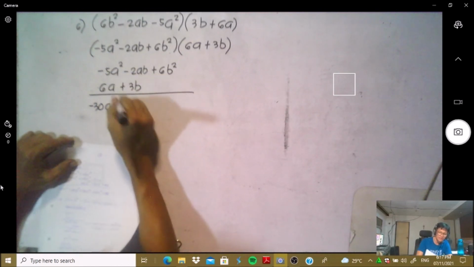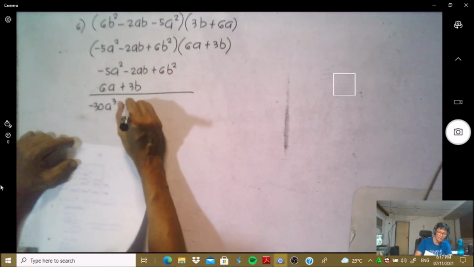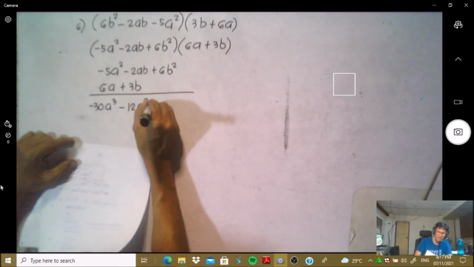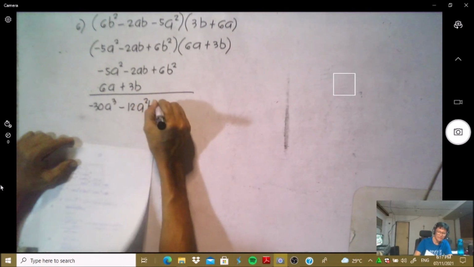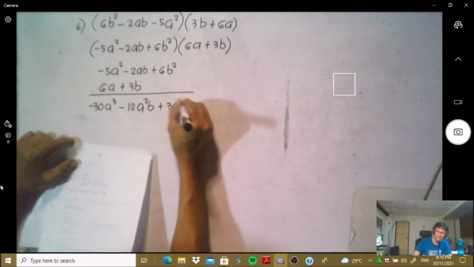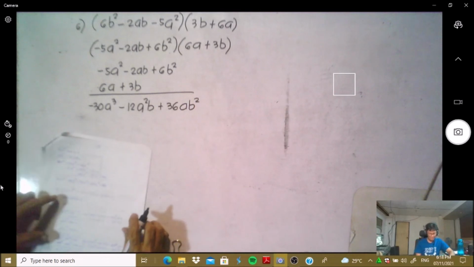Then 6a times negative 2ab will be equal to negative 12a squared b. Then we have 6 times 6 is 36, plus 36ab squared. Okay, so we have negative 30a cubed minus 12a squared b plus 36ab squared.